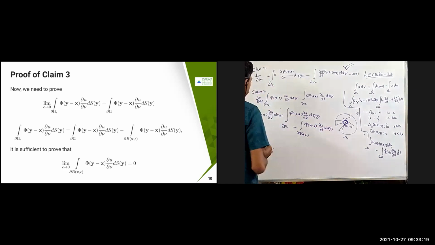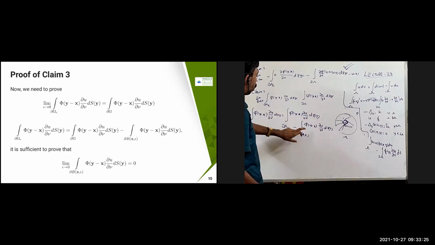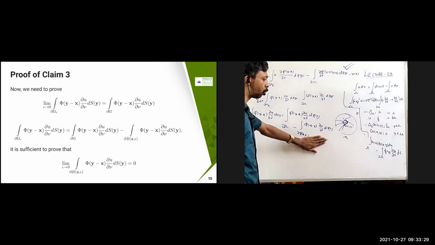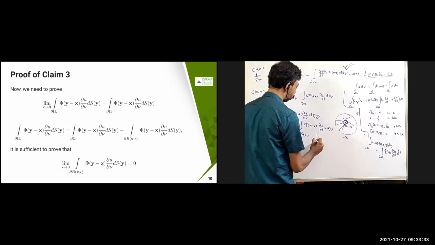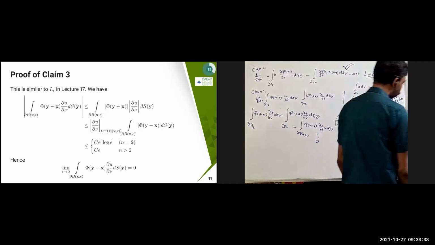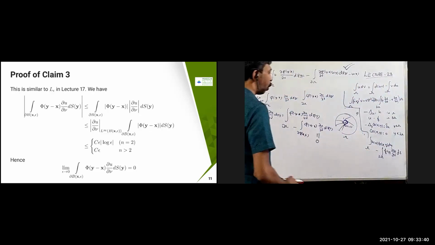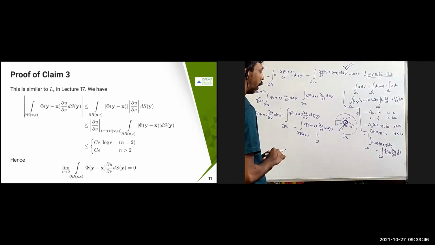So what I have to claim is that as epsilon tends to 0, this is going to be the same as this one. Here no epsilon is involved, only over here. So what I have to prove is that this is going to tend to 0, and then it is sufficient. If I claim that, then my proof is done. This is similar to the L epsilon, K epsilon that we discussed in lecture 17 or 18.